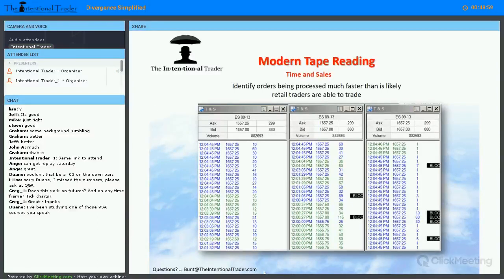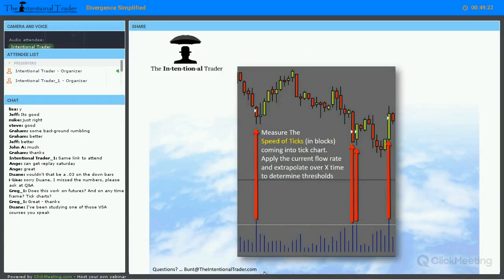So I studied the time and sales, and then I translated a lot of that information into a histogram to make it easier to see and understand. What I noticed when studying was not necessarily the numbers, but how fast the numbers were changing. Whether they were small chunks or big chunks, if I picked up that they were changing quickly, I noticed that when they reached a certain speed, price would stop and pull back.